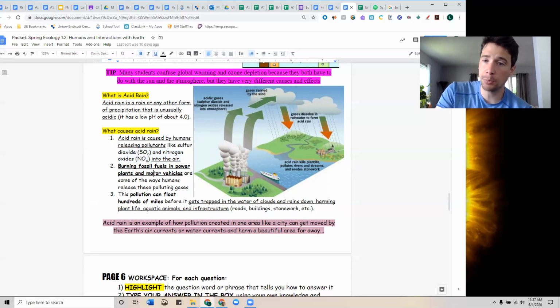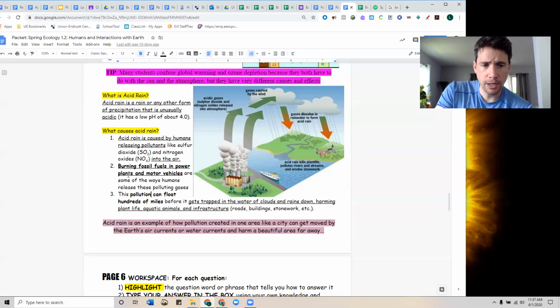So if we stop burning fuels in our cars, and stop a lot of these power plants from burning fossil fuels, we can prevent a lot of acid rain, which is nice. And we're starting to do that a little bit more.